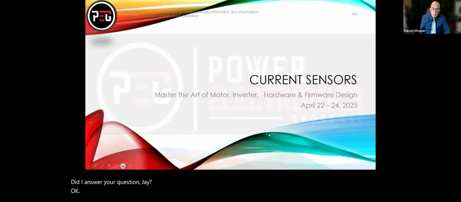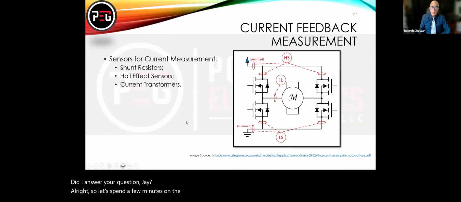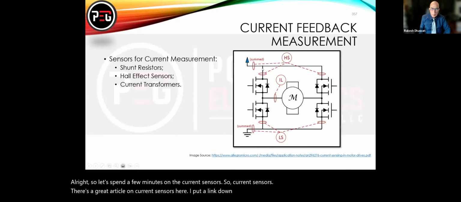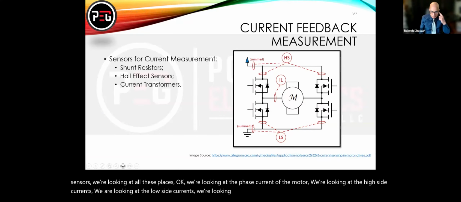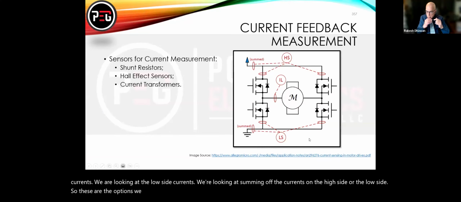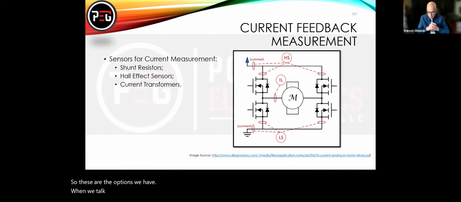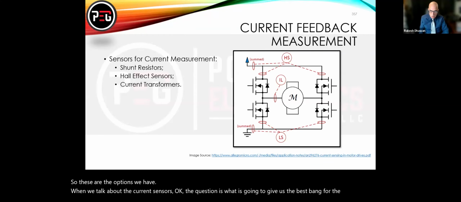All right. So let's spend a few minutes on the current sensors. There's a great article on current sensors here. I put a link down here from Electro Micro. So when we're looking at current sensors, we're looking at all these places. Okay. We're looking at the phase current of the motor. We're looking at the high side currents. We are looking at the low side currents. We are looking at summing the currents on the high side or the low side. So these are the options we have when we talk about current sensors. Okay. The question is, what is going to give us the best bang for the buck?